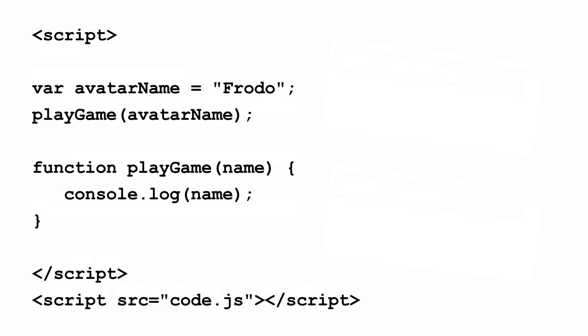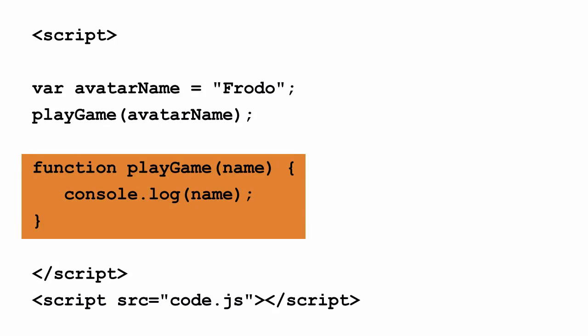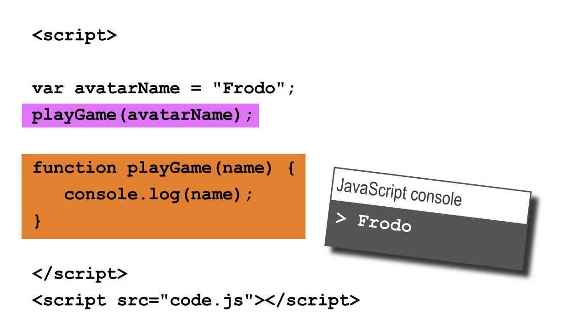In this example, we've defined a function playGame at the bottom of our code, and we're calling the function playGame above where the function is defined. And this code works just fine. We see the name that we're passing into the function displayed in the console, and what you can see here is that we're calling the function playGame before we define the function playGame.